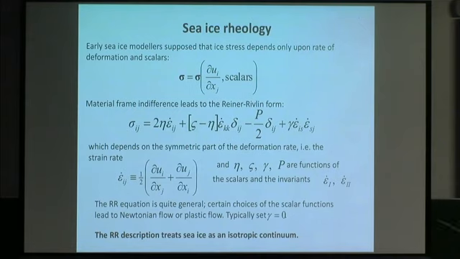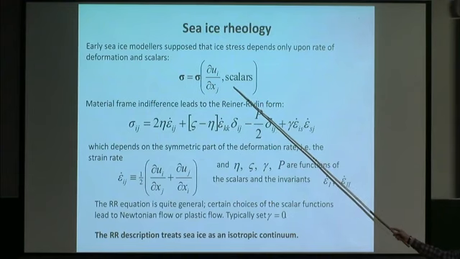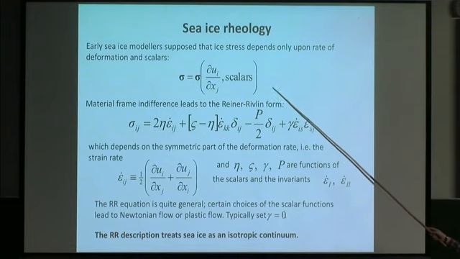So the first sea ice modelers who started to think of sea ice as something other than a Newtonian fluid started from this basic premise: that the sea ice stress was a function of the deformation of the ice cover, and scalars such as the ice thickness and the ice concentration. Good, that's fine.